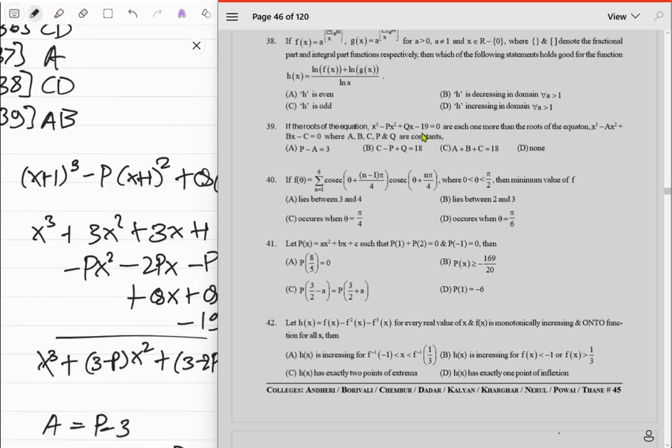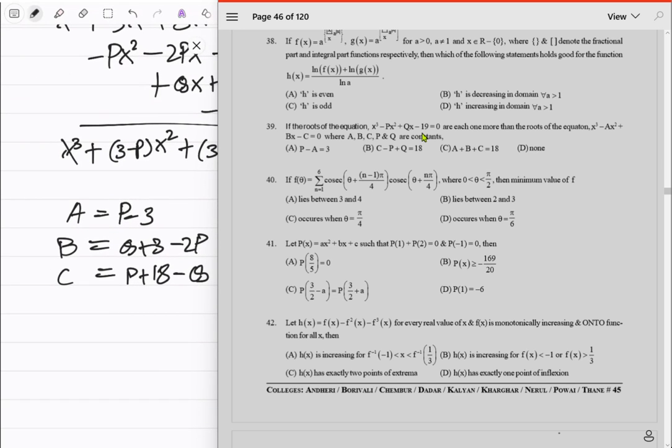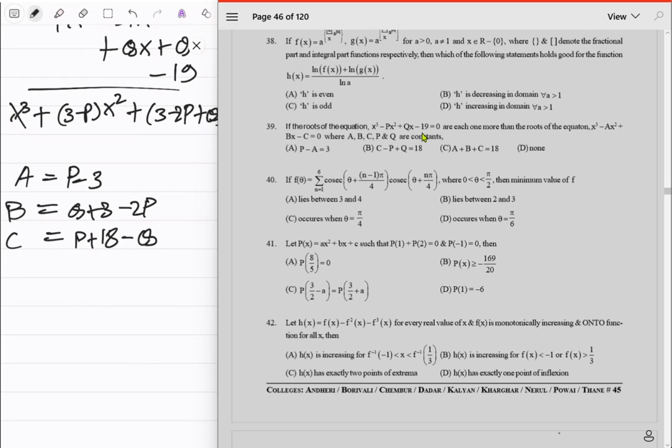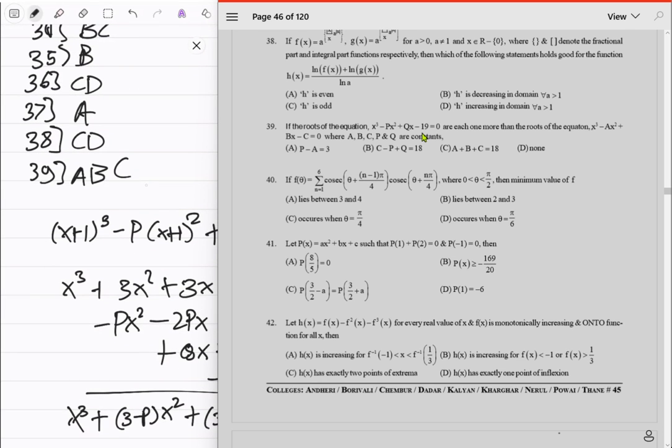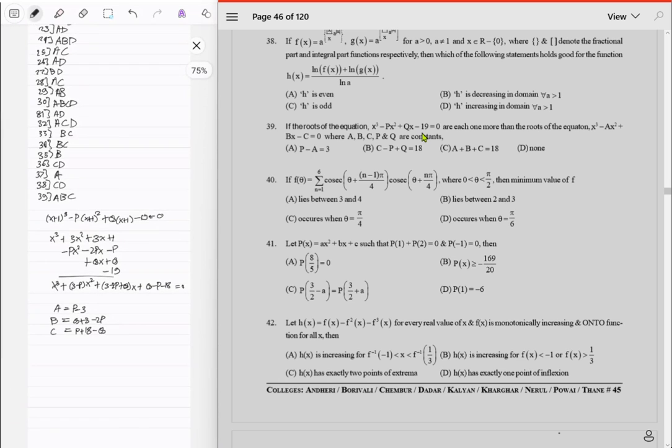And a plus b plus c. इनको ऐड कर दो. What do you get? p तो मर गया. Just ये भी मर गया. 18. Yeah. So c is also correct. That's it. Next. 40.